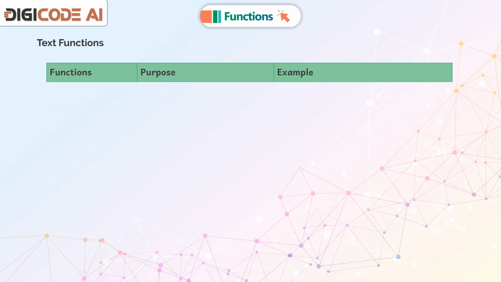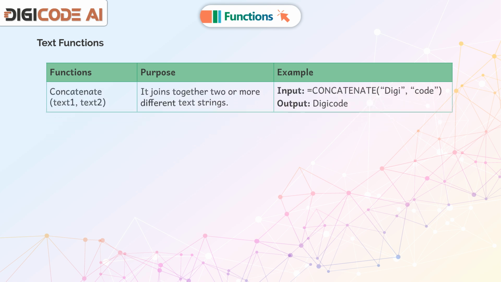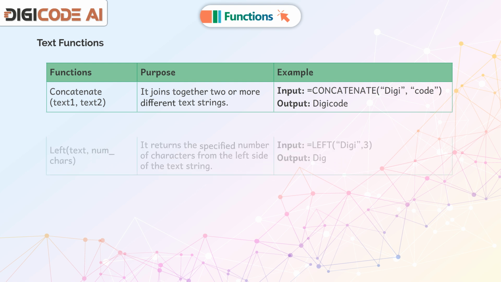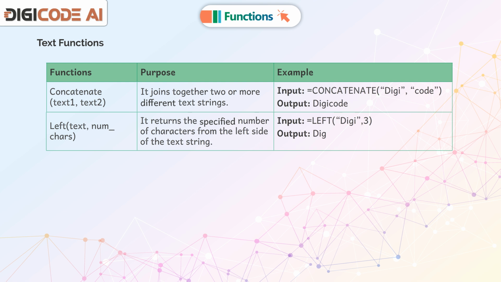Text functions. Functions, purpose, example. CONCATENATE(text1, text2). It joins together two or more different text strings. Input: =CONCATENATE("digi", "code"). Output: digicode. LEFT(text, num_chars). It returns the specified number of characters from the left side of the text string.